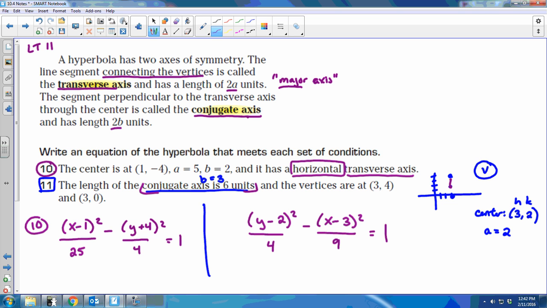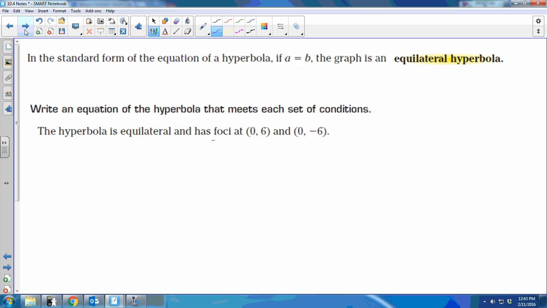All right. Next one. You need to know another vocabulary word. In the standard form of the equation of a hyperbola, if A equals B, then it's equilateral. With ellipses and circles, if you had A and B equal, then you had a circle instead of an ellipse, right? Here, that rectangle we had earlier becomes a square, but it still matters which comes first, X or Y, to figure out if it's horizontal or vertical, because the branches of the hyperbola have to go somewhere, right?